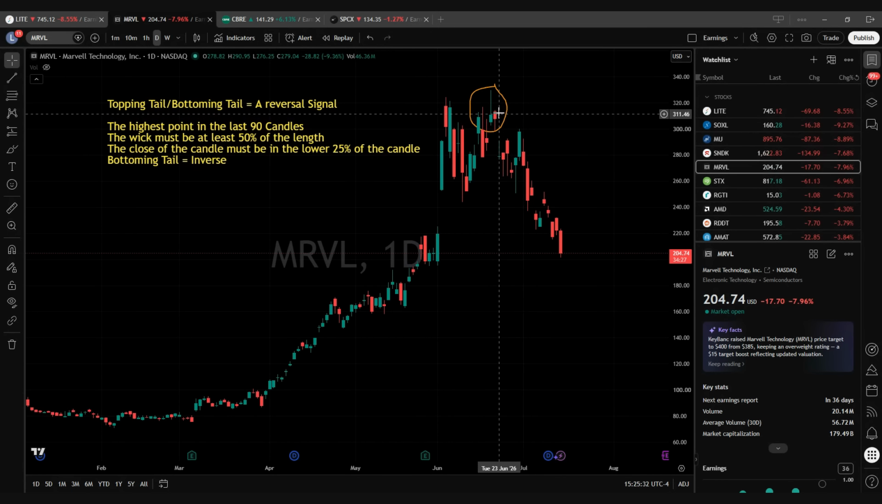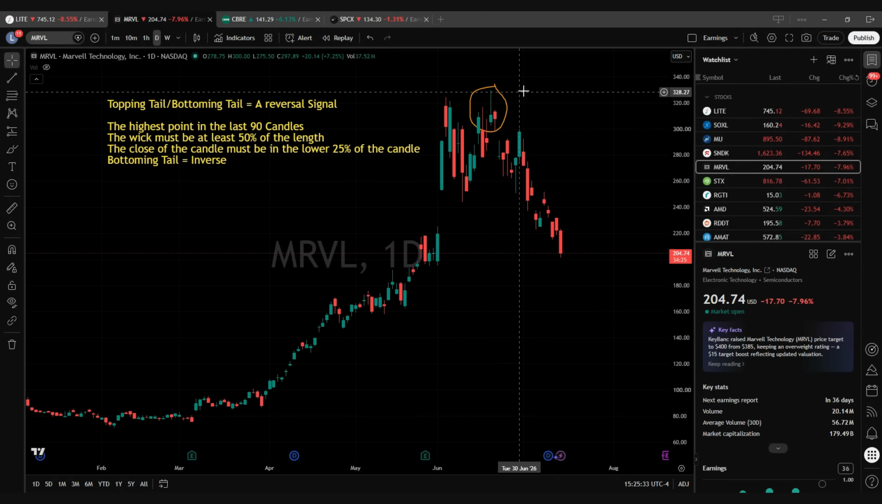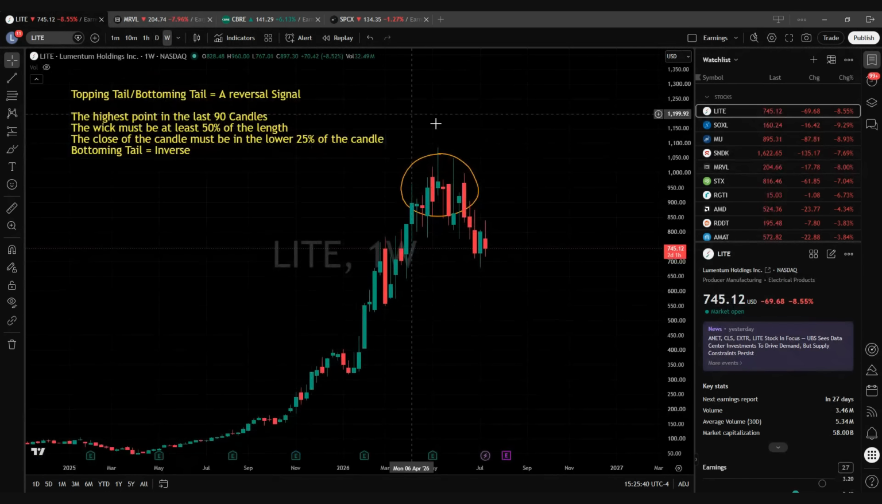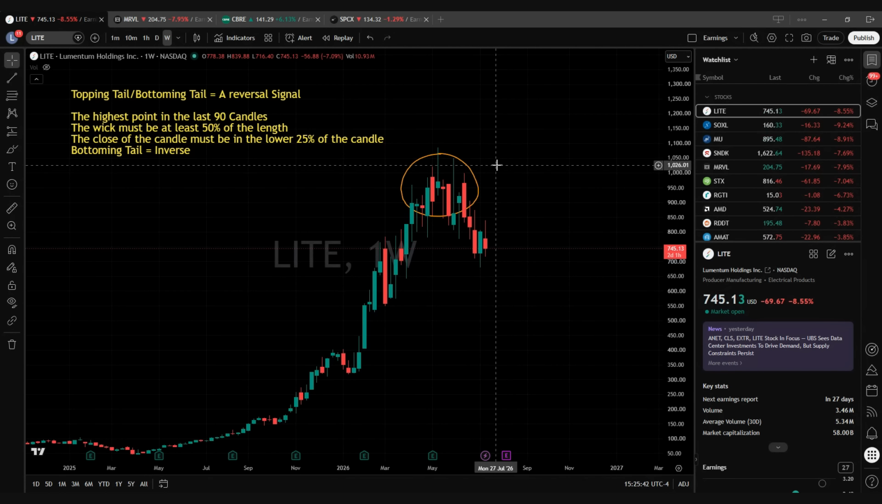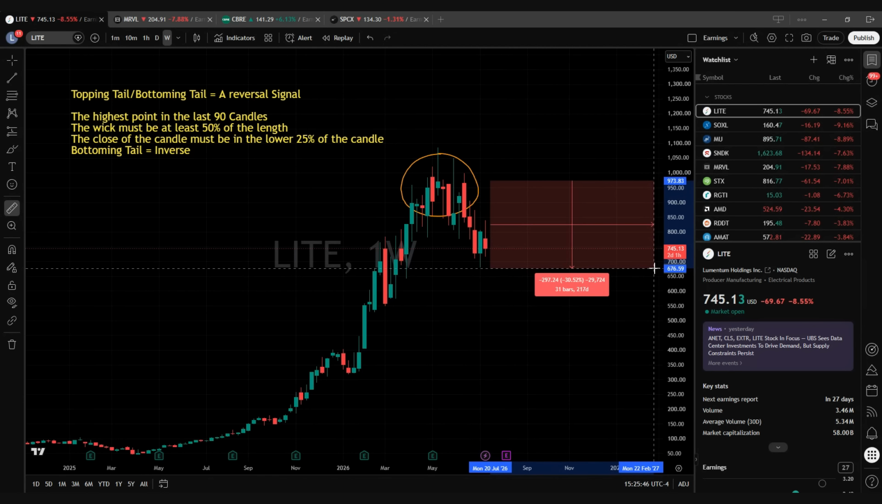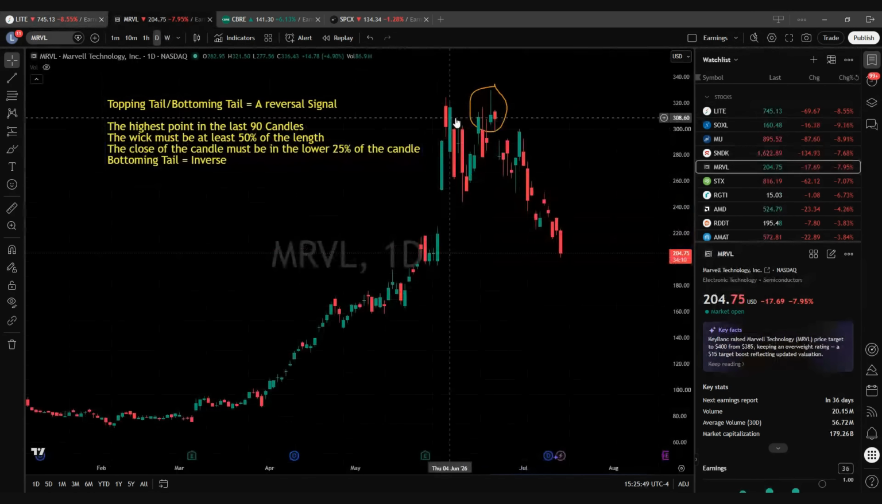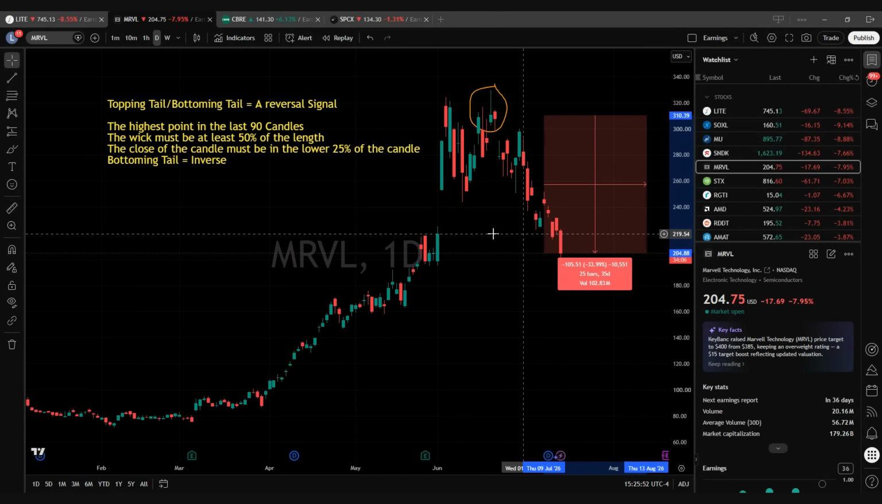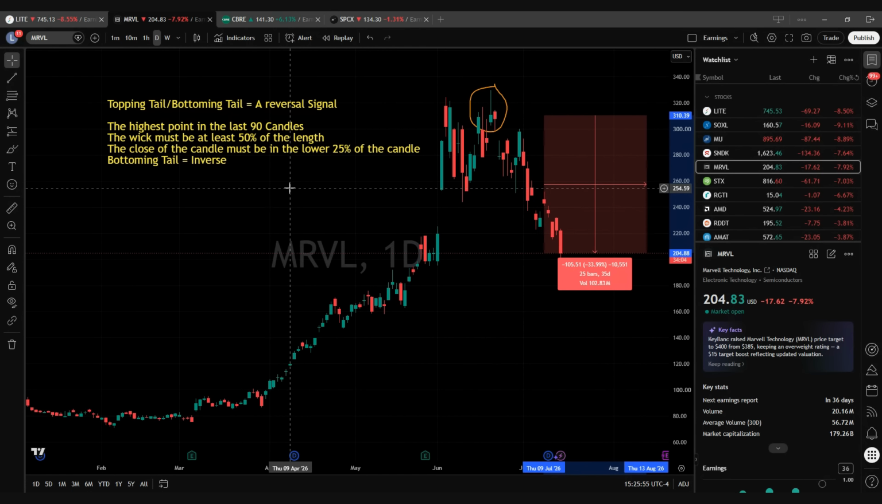And we close in the bottom 25% of the entire candle, telling me what? That we're favoring a pullback. Same thing with LIT, saying what? You're favoring a pullback, right? And you can see from LIT, you had a 30% drop. On MRVL here, you had about a 34% drop.